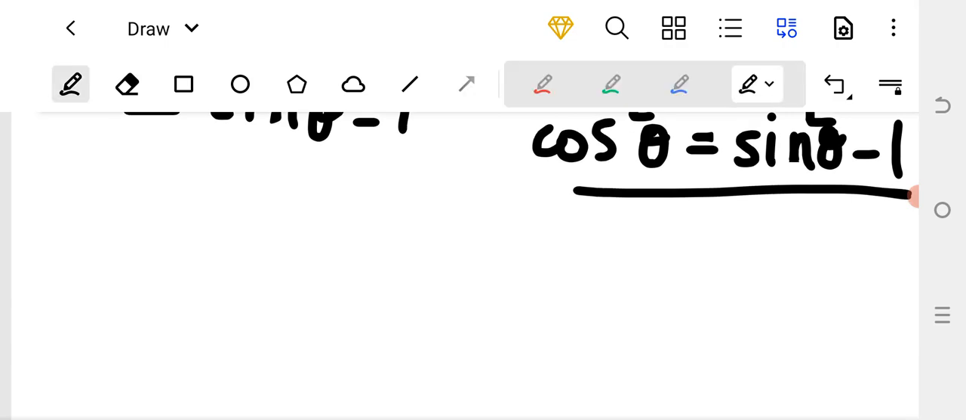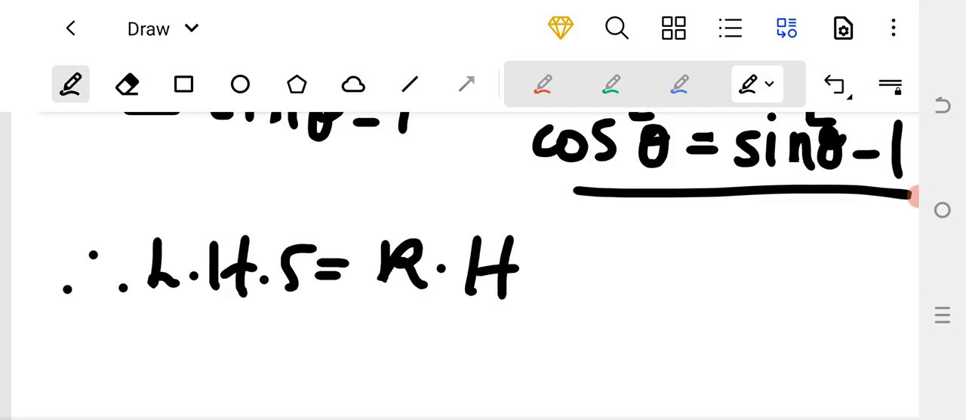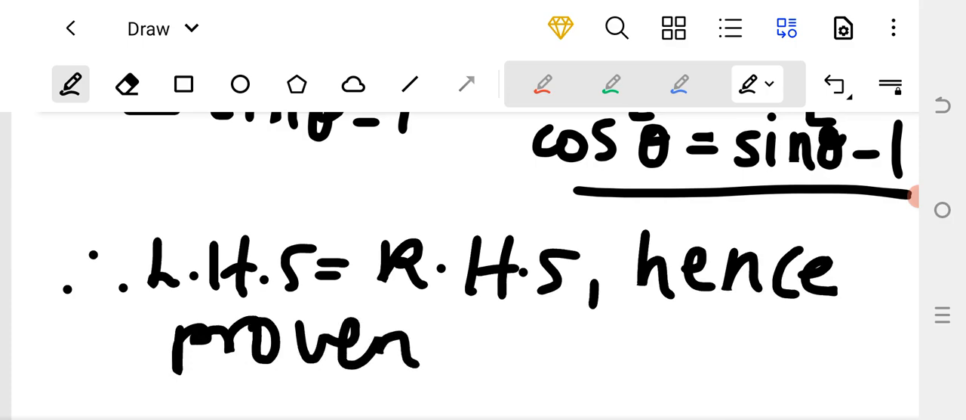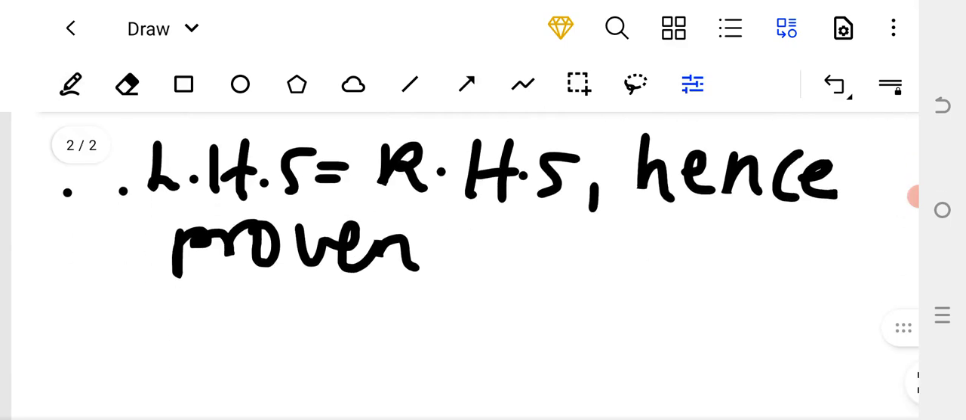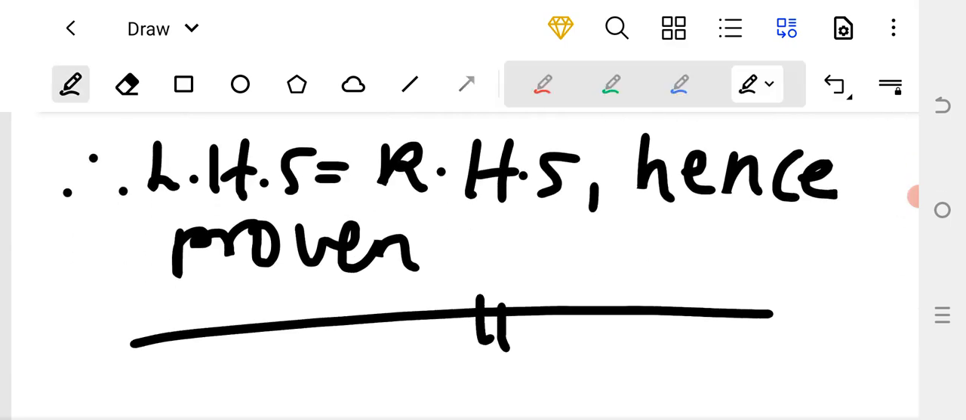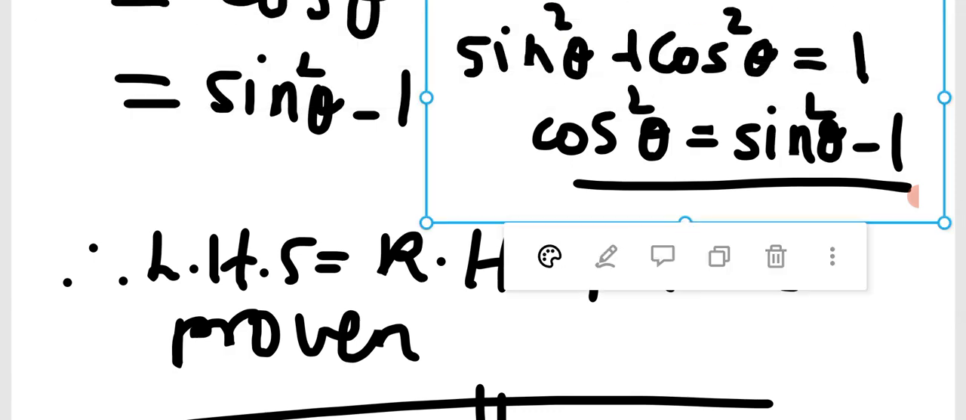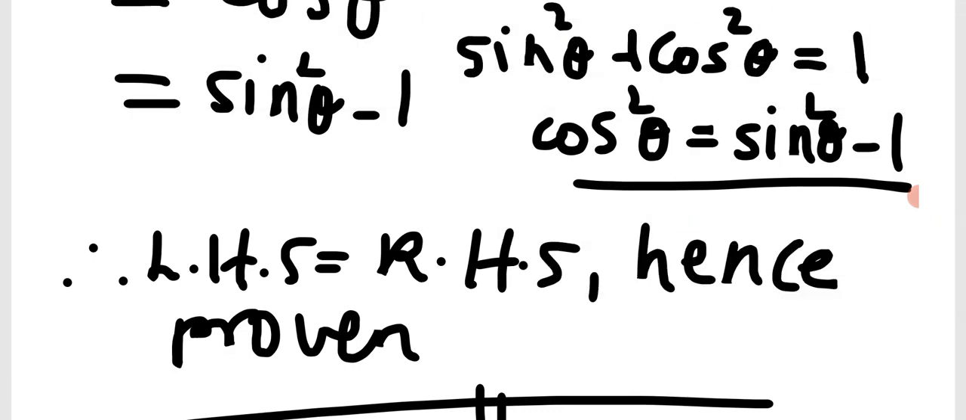So we have proved. Then to conclude, we say therefore left hand side is equal to right hand side. Then you say hence proven. Simple. Hence proven. And you get your 4 marks. As easy as that.